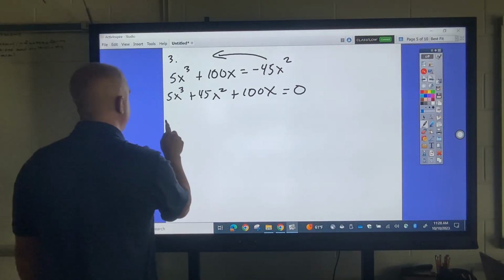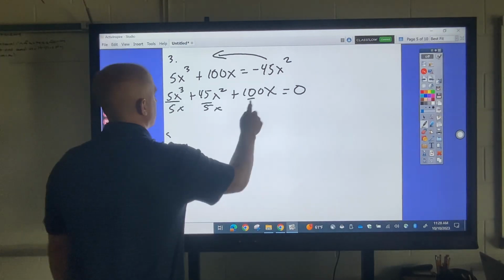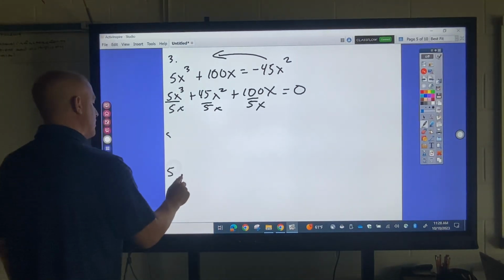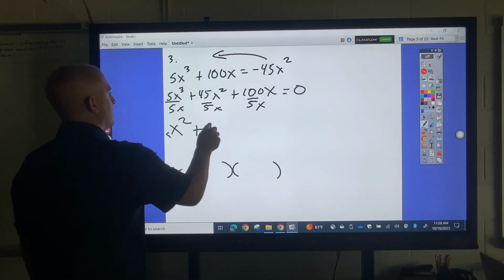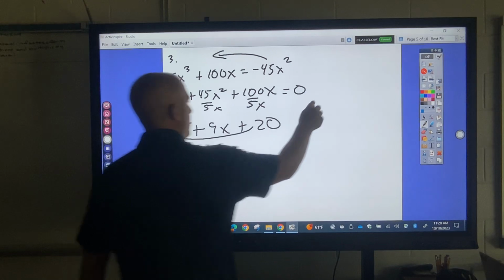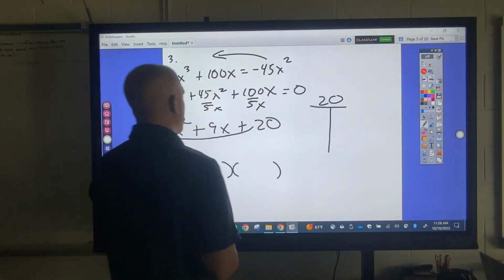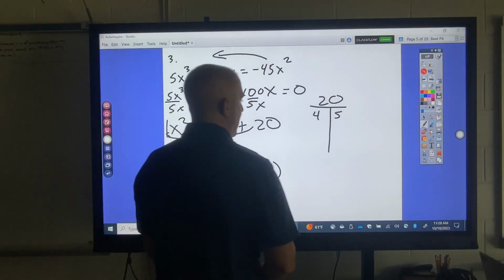I've got a 5 and an x that I could take out of all of those. So that's got to go down and join my factors. Okay? So that's going to be x squared plus 9x plus 20. All right, 1 times 20 is 20. The factors of 20 that would add up to 9 would be 4 times 5 would give me 20, and that would add up.